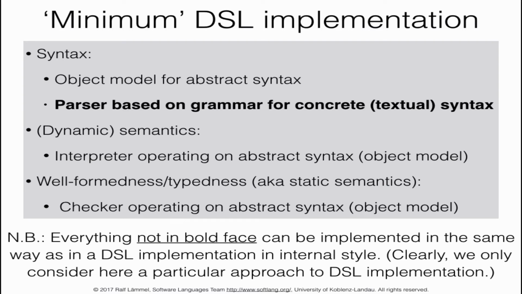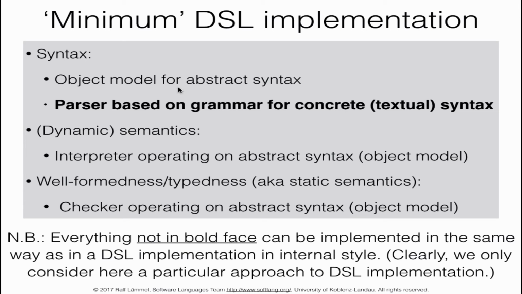Well, so a minimum DSL implementation would be that we somehow define the abstract syntax. Well, we have done this here. We have assumed that we had a suitable object model. And of course, we also wanted to define the concrete textual syntax. So we have done this here by defining a parser based on a grammar notation.